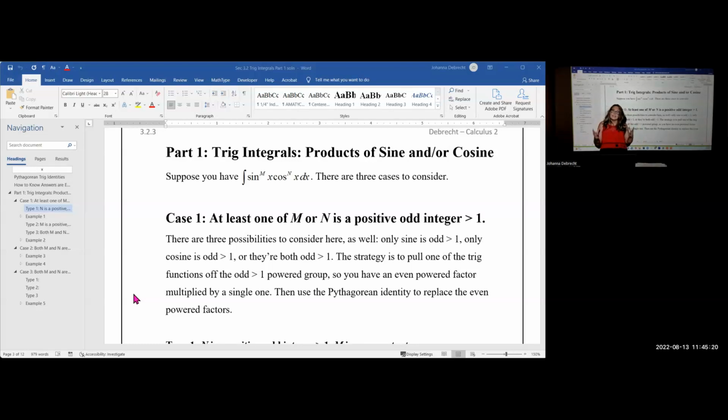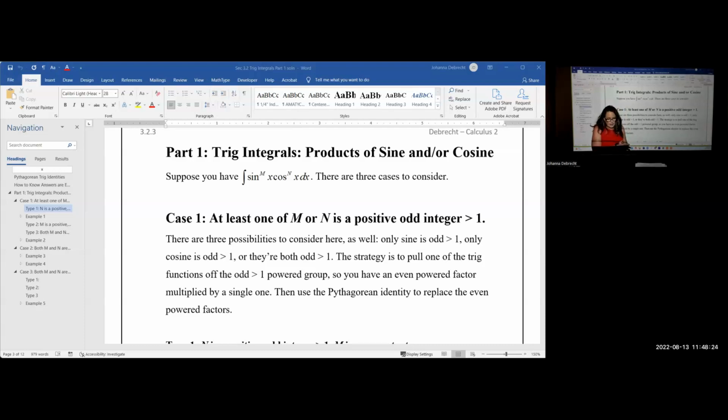Remember, I said there is a basic underlying strategy, which is to use the Pythagorean identities to reduce the integrand to something you can integrate directly or use U substitution on. But there are many different types, and on this one you might use this Pythagorean identity, and on this one you use that Pythagorean identity. And that's what makes so many different cases. Okay, let's start with part 1.